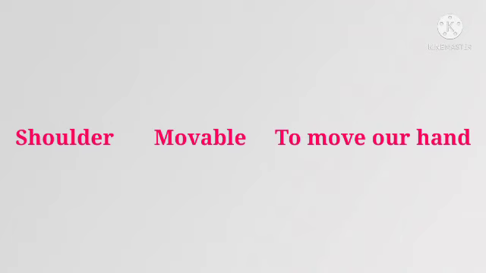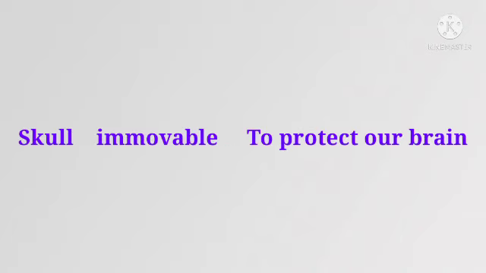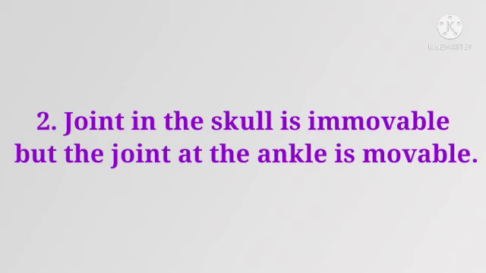Next one, it is the skull. Is it a movable or immovable joint? Yes, it is an immovable joint because we know it does not allow movement, as we studied. So the skull is an immovable joint. How is it used? Yes, it protects our brain.